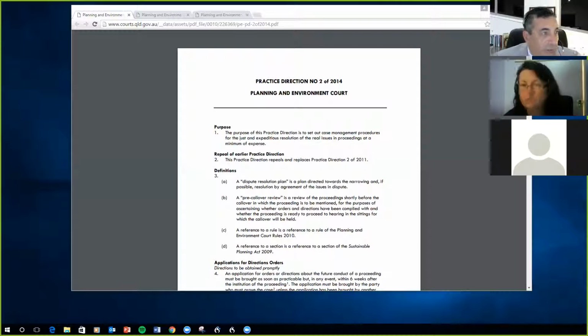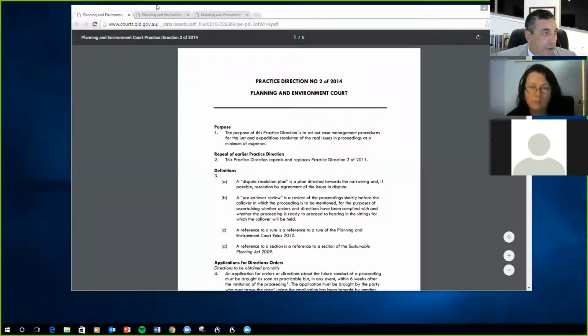All right, so tonight's session won't be long, but I do want to share the screen and have a look at some practice directions that are very important. I believe these are in your notes, so I'll just share the screen now. And you should see practice direction number 2 of 2014. Now, of course, this is in the Planning and Environment Court. And you can see that it's accessed via the court's website. So much of what we need to do is found in the court's website.